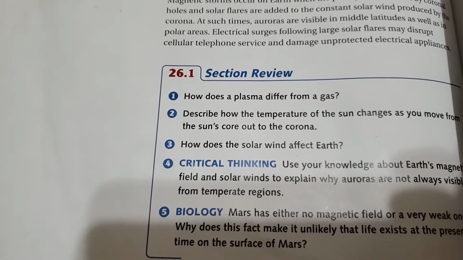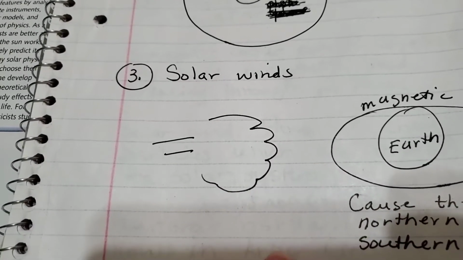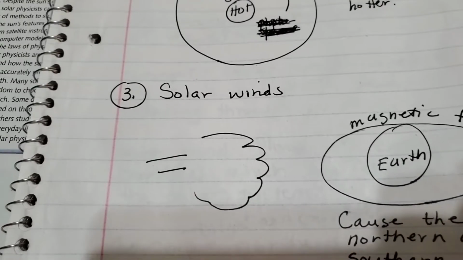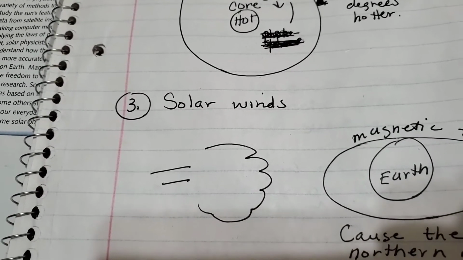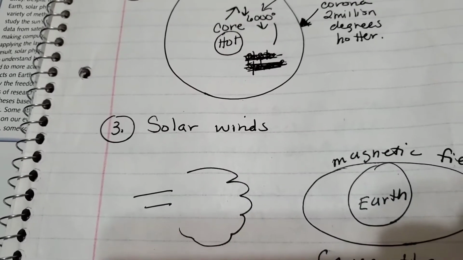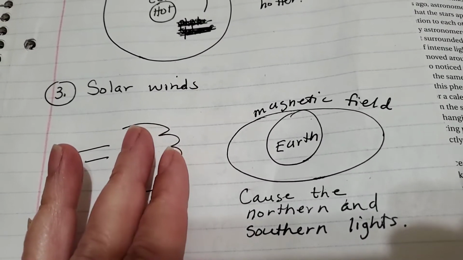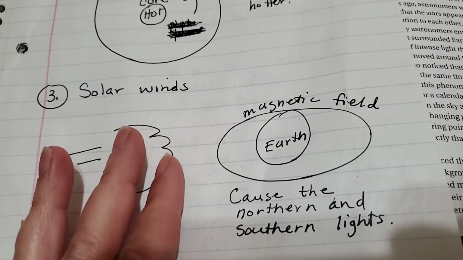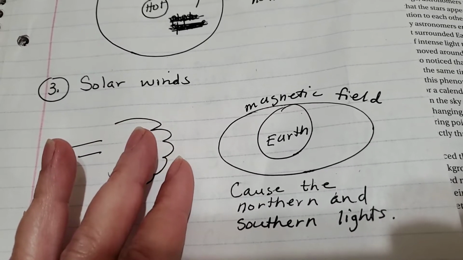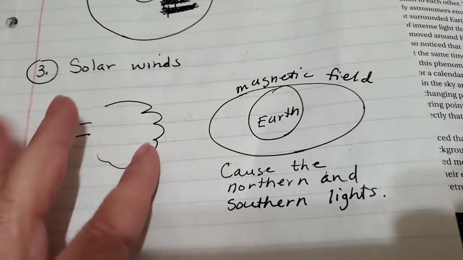Number 3 says, how does the solar wind affect Earth? So you have these solar winds, and they are traveling, the word they use is permeate. So it's like to travel, but also to affect the area, the solar system. So these winds come, and they're going to bounce off the magnetic field that basically protects our Earth. And this is what causes those northern and southern lights at the poles, okay?